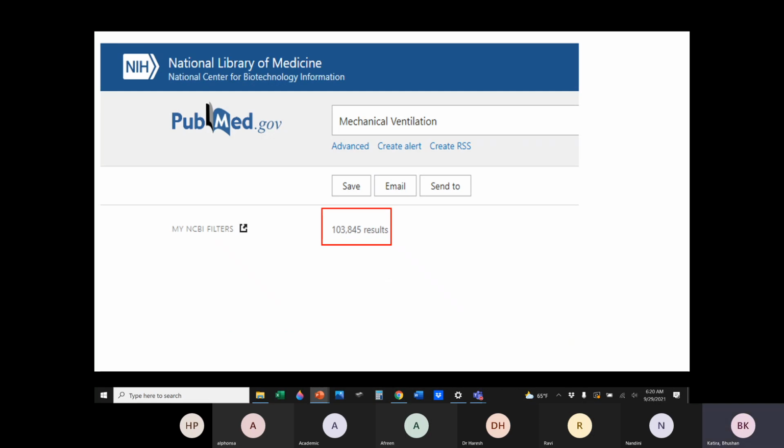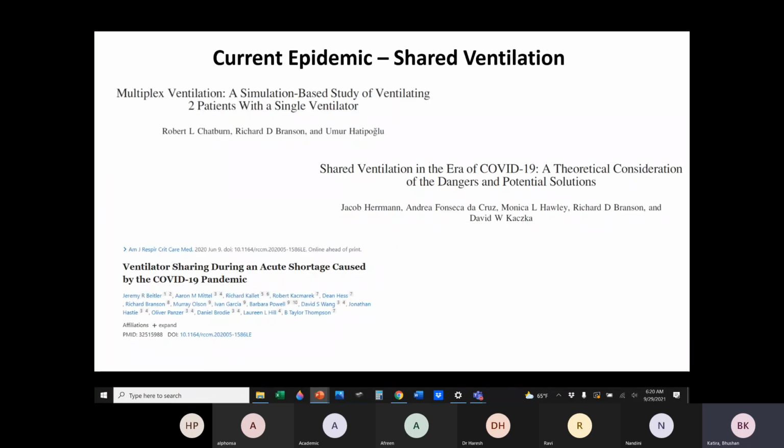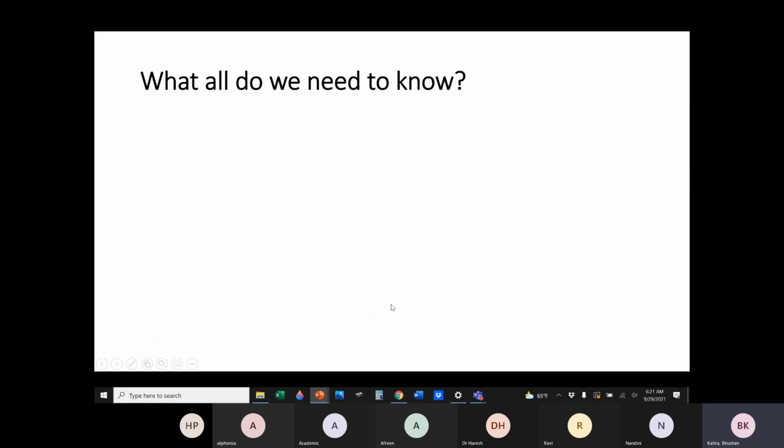This was a search that I did just about a year ago in PubMed, and the number of results for mechanical ventilation is profound. In the current pandemic, we know that ventilator shortage is causing some amount of attributable mortality. Some mortality is attributed to ventilator shortage in some portions of the world, and we're talking about ventilator sharing and such. So it certainly means that we need to know the ventilator better, and the critical care physicians need to be respected more.